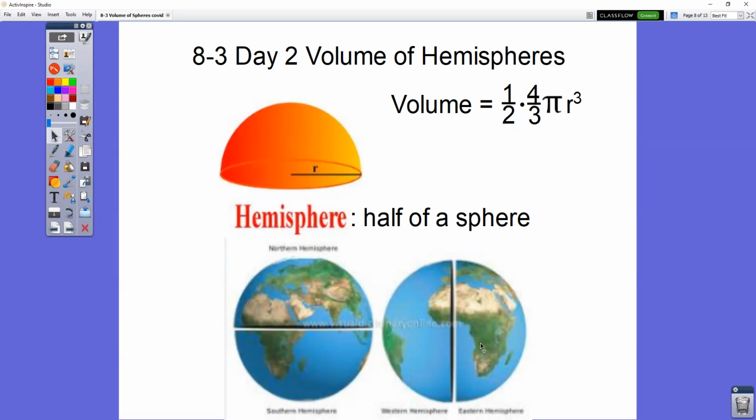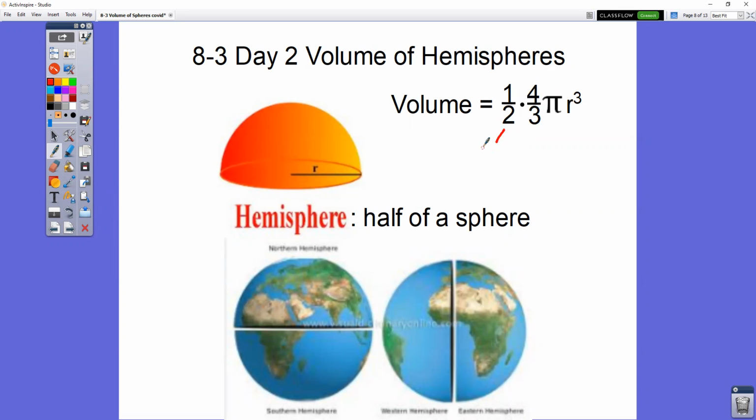So basically, we're taking a ball and slicing it in half, right? And that's what a hemisphere is. The formula for a hemisphere is very similar to yesterday's formula of a sphere. It's the same exact formula. Here you have the formula for volume of a sphere, and all we're doing is taking half of it. So in our formula, we're just going to stick a 1/2 at the beginning of the formula.